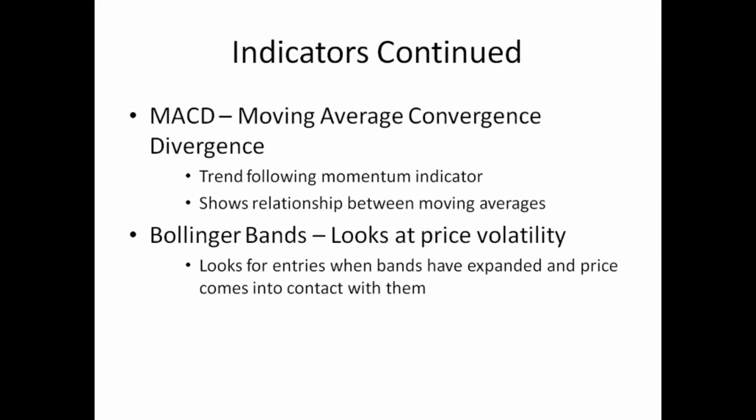Next we have the MACD, or Moving Average Convergence Divergence, and this is a trend-following momentum indicator that shows the relationship between two moving averages and a security's price. Then we move on to Bollinger Bands, which are a type of statistical chart characterizing the prices and volatility over time. How people use these is you look for entries, either short or sell, when the bands have expanded and the price comes into contact with these bands.